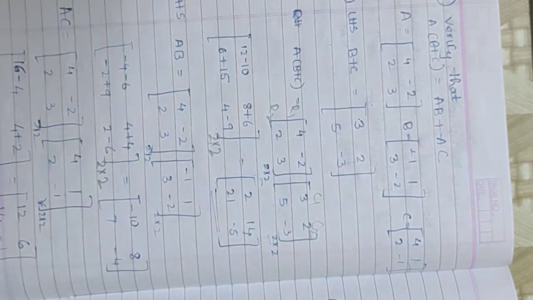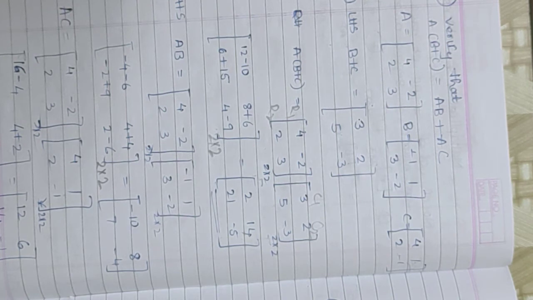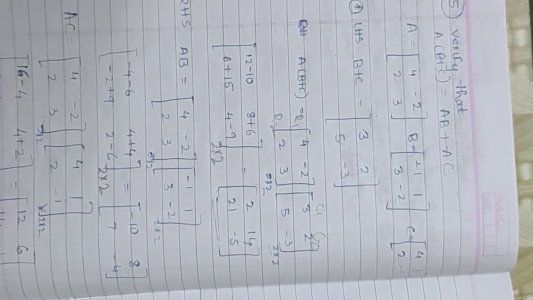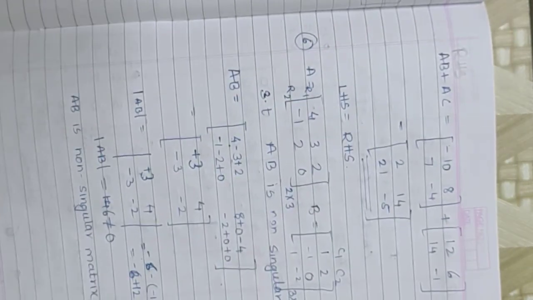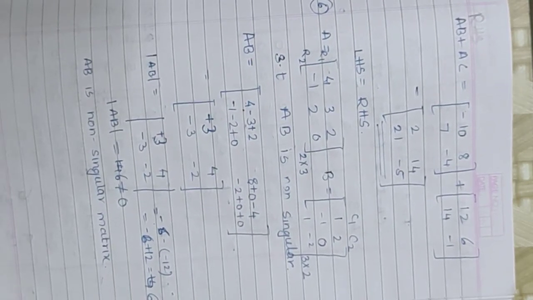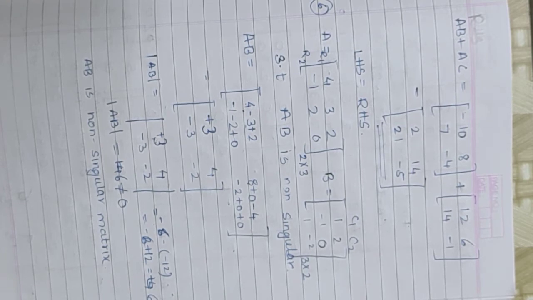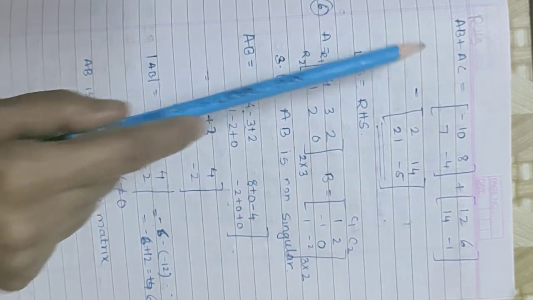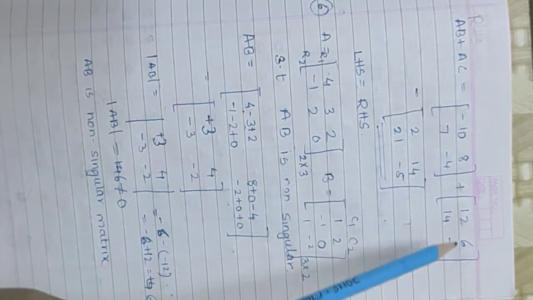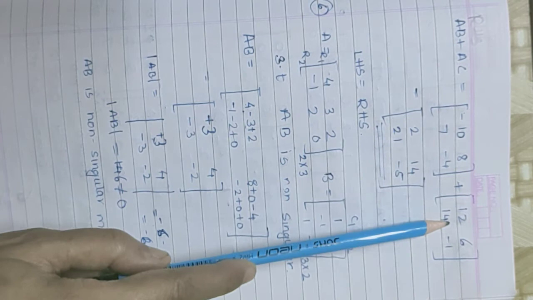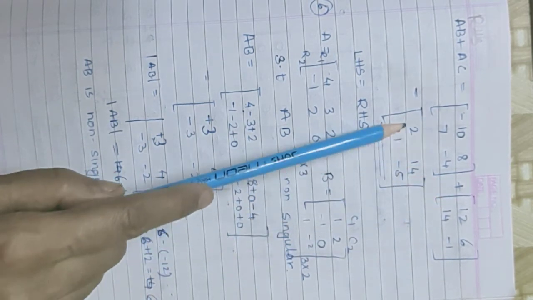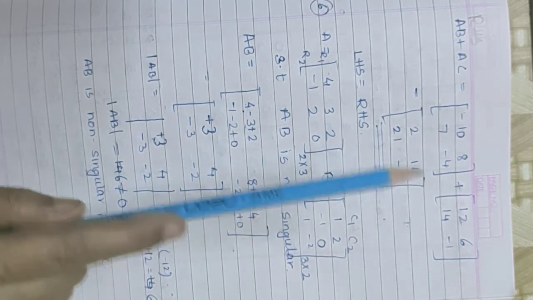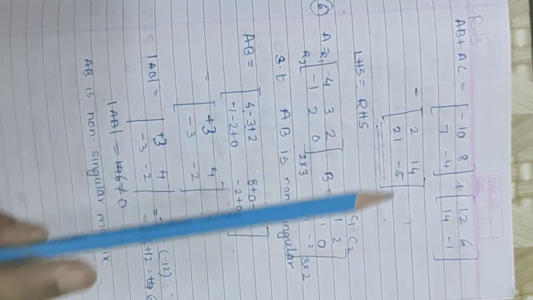Now for RHS what we need? AB plus AC. So this is our RHS, AB plus AC. We are having AB matrix, we are having AC matrix. Write it and do the addition. We get 2, 14, 21, minus 5. So our LHS is equal to RHS.